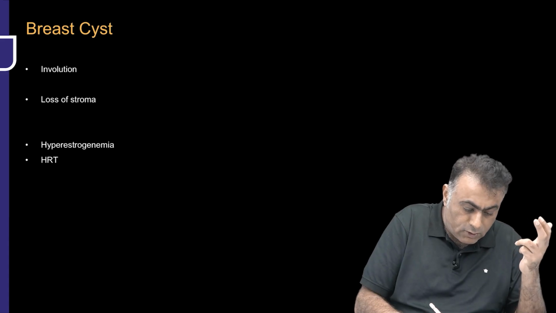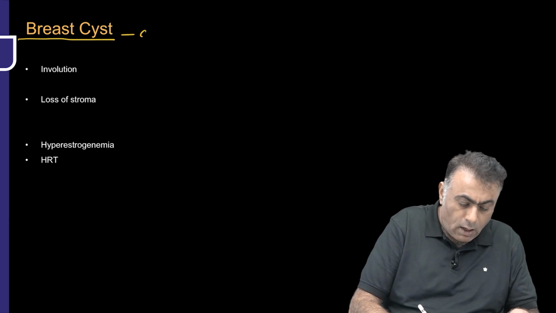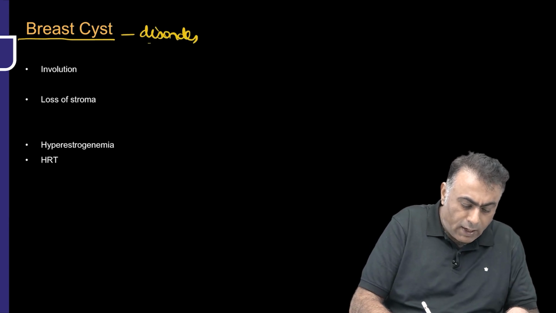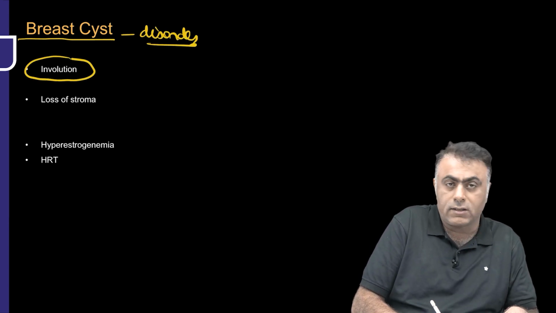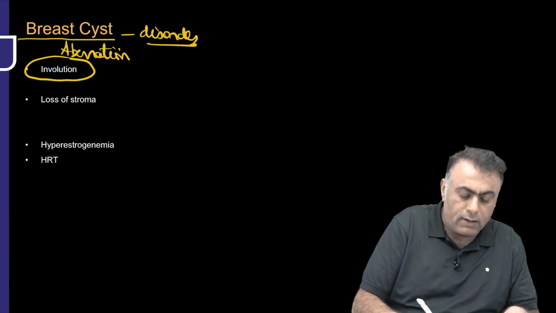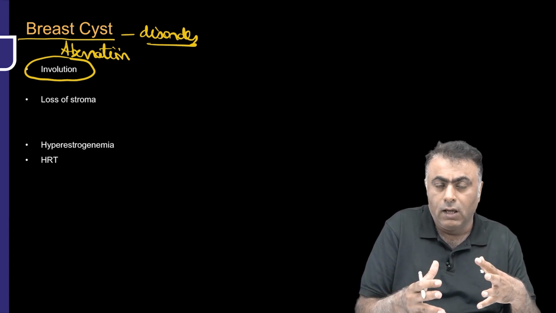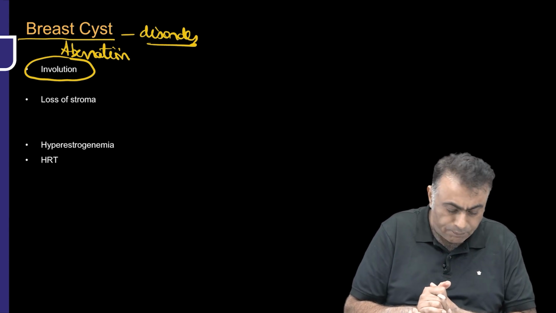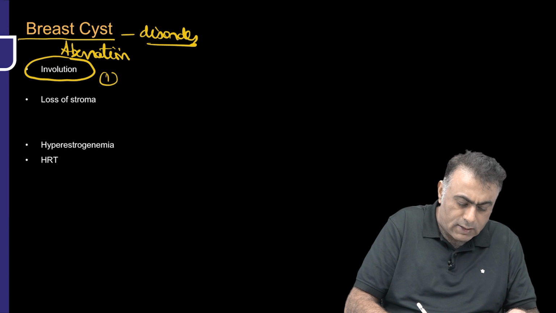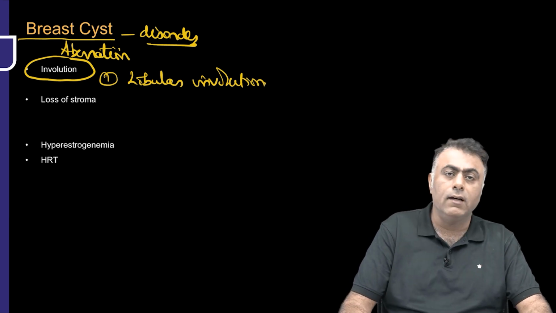Let's go to the next condition, that is a breast cyst. Breast cyst is again a disorder which occurs because of aberration during the involutory phase. When there is an aberration during involution, that can result in breast cyst. Several pathological mechanisms have been postulated. One says that breast cyst occurs because of an aberration during lobular involution. So when there is a slow lobular involution, that can result in a breast cyst.